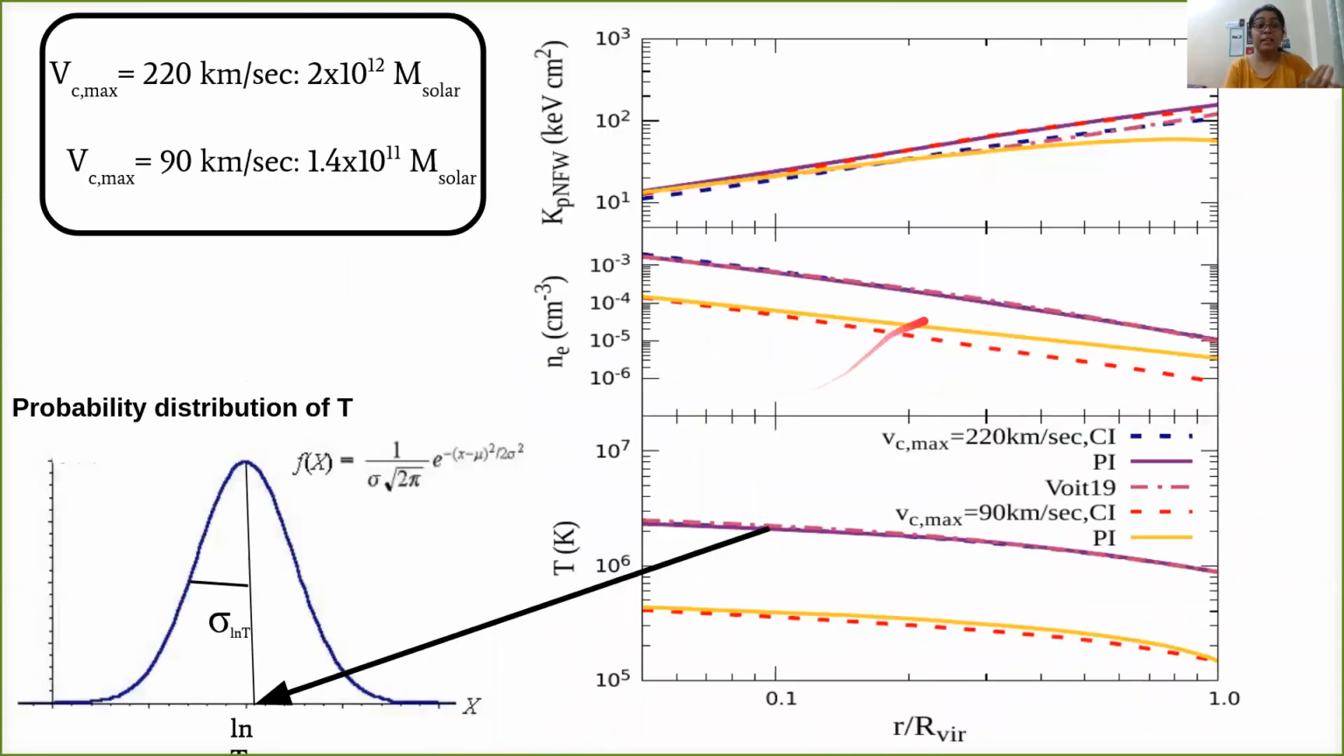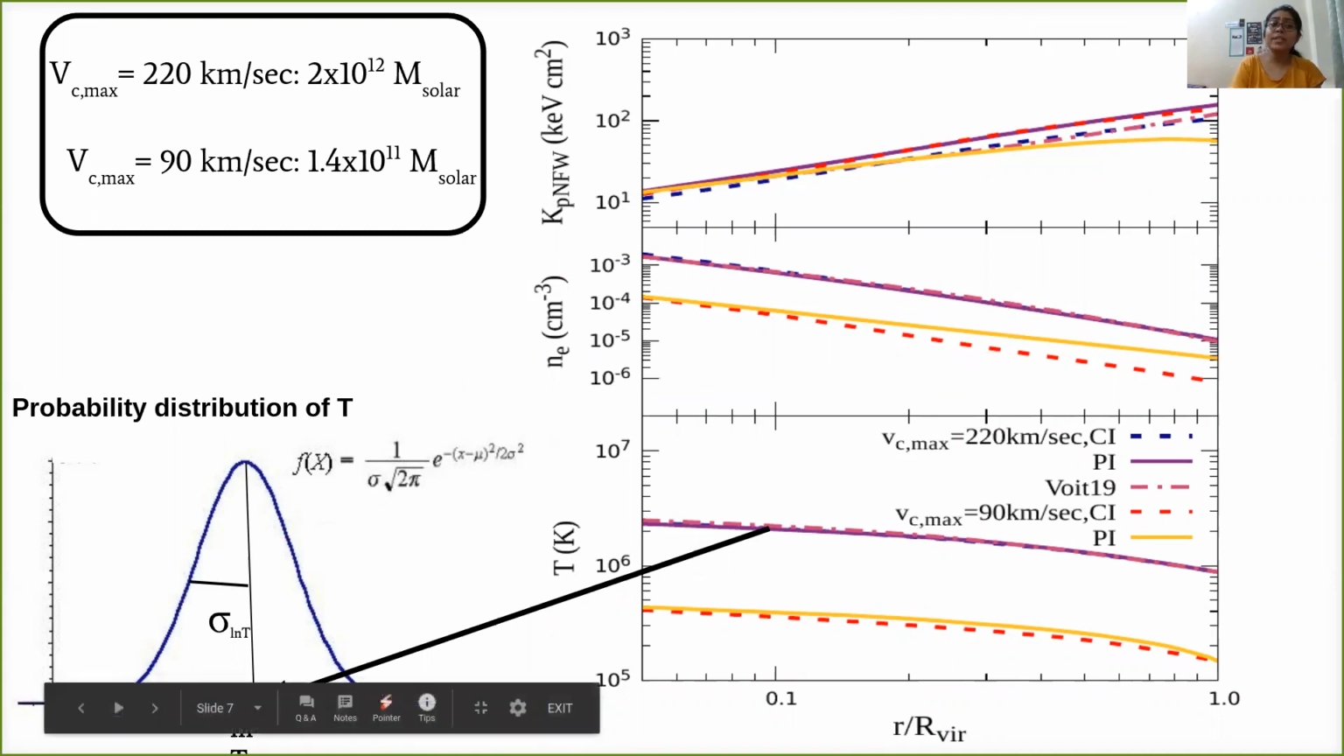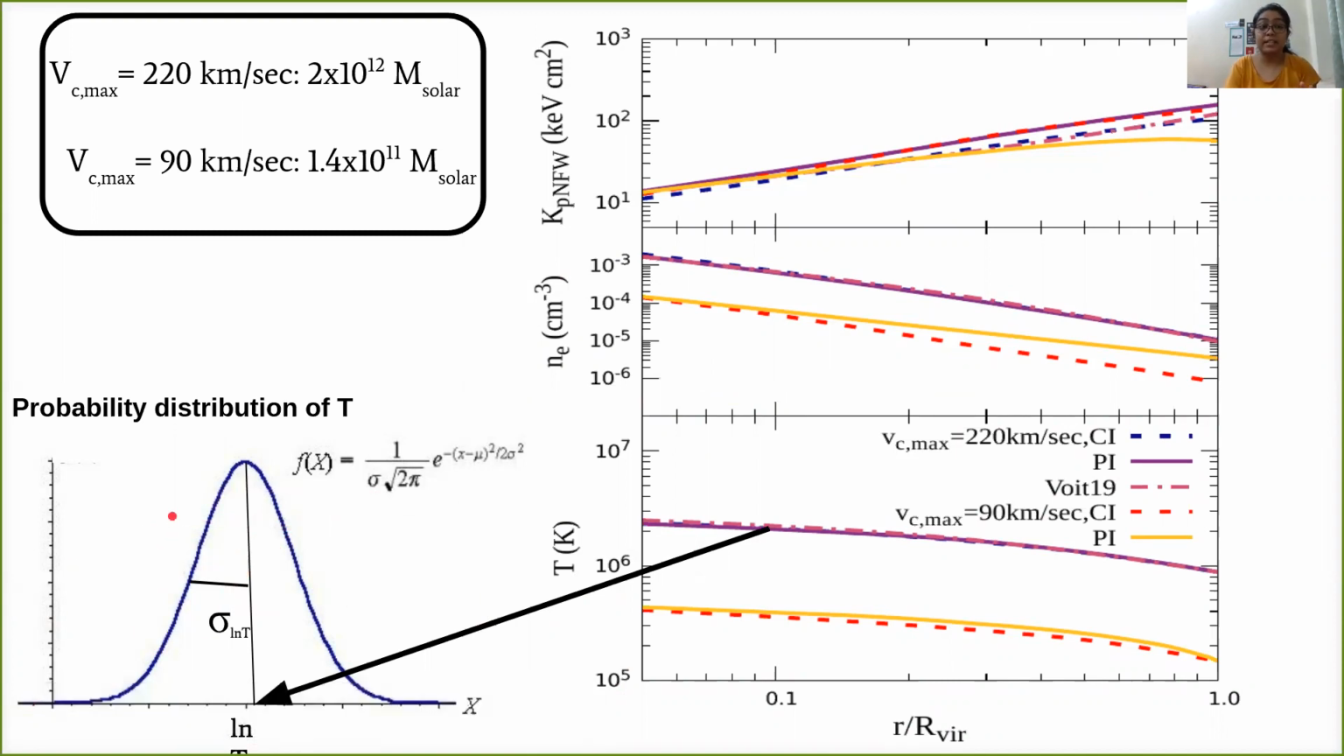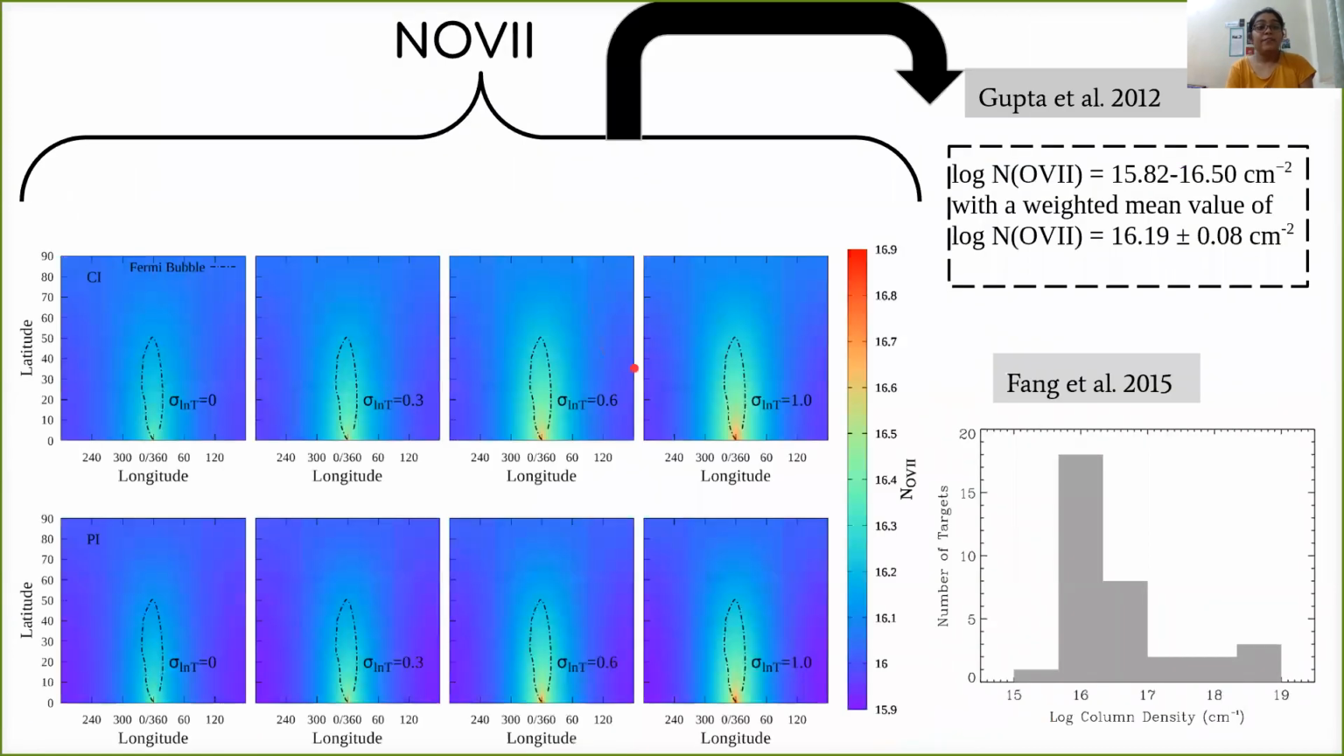As you can see, the difference between the collisional and photoionization models is pretty small for massive galaxies and larger for low mass galaxies. We also take into account an inhomogeneous CGM by considering a log normal temperature distribution around each radius. For the Milky Way, we calculate the variation of column density of O VII and O VIII with galactic latitude and longitude and compare them with soft X-ray observations.